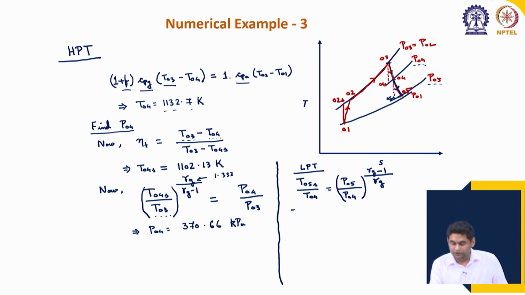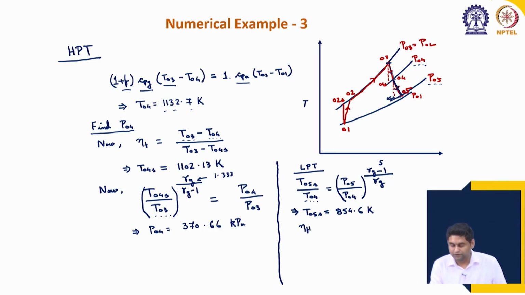So, from this we have P05 given as 120 kPa, P04 is 370.66, gamma g is 1.333, and T04 we have calculated as 1132.7. So, finally, we get T05s from this, which comes out equal to 854.6 Kelvin. Now, we will use the isentropic efficiency of the turbine.